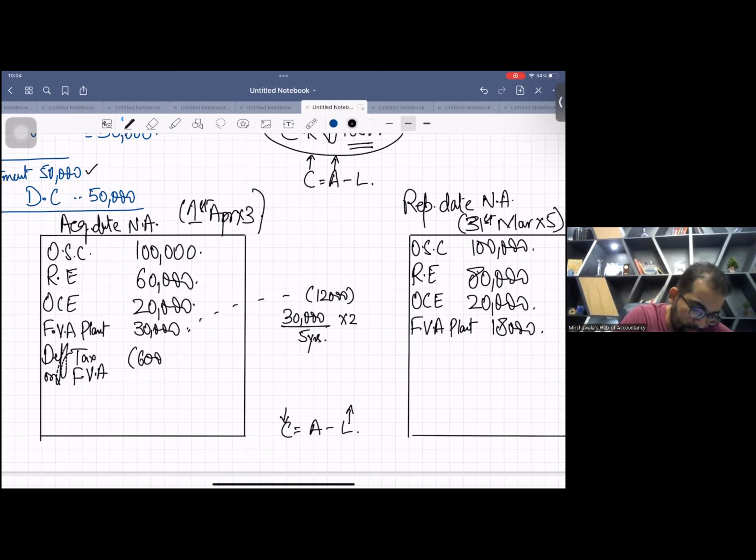And listen, I have subtracted it. Why? See this: when liability goes up, net assets go down.